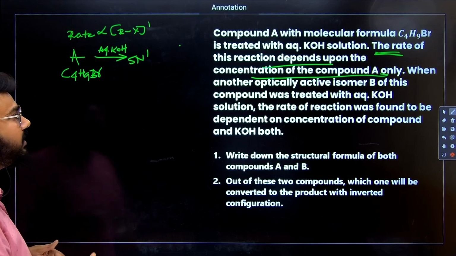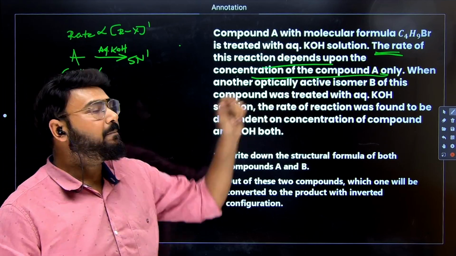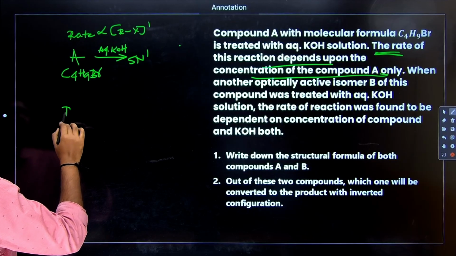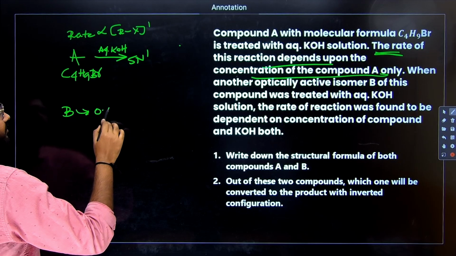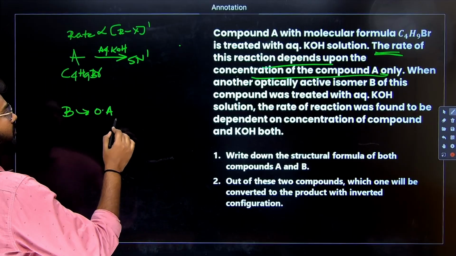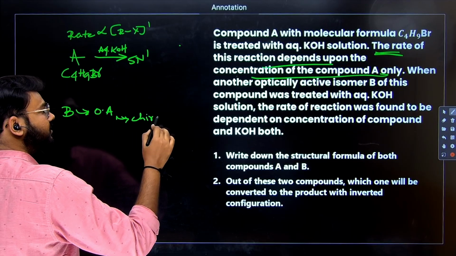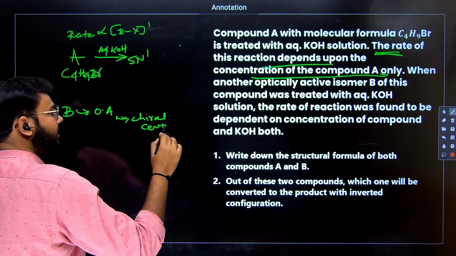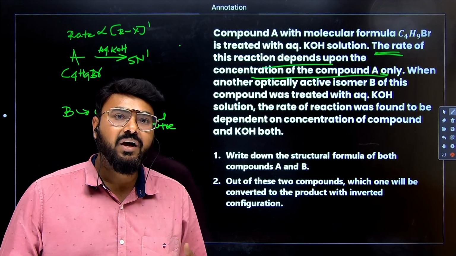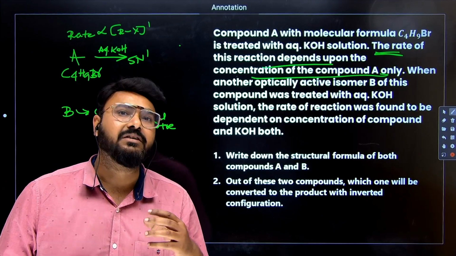Now let's read more. Then it says another optically active isomer. So that means whatever B is, it is optically active. Now, how can a compound be optically active? It must have a chiral center. It must have a chiral center. What is a chiral center? It is the asymmetrical carbon where all four valencies are different.